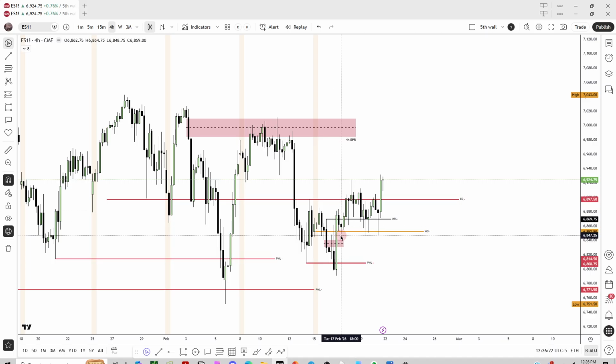Pull back, retesting the weekly open. And we have internal range, external range, back to internal range, same weekly open. If you don't like that, then there's a tiny little fair value gap here we can use.